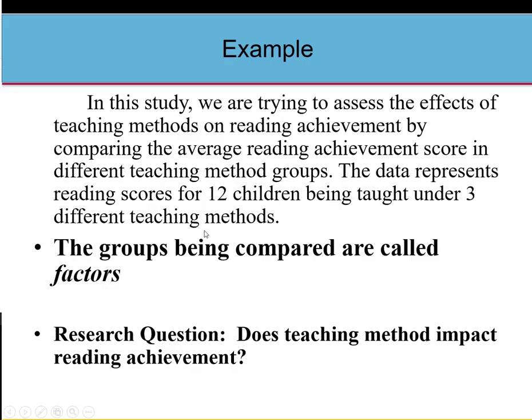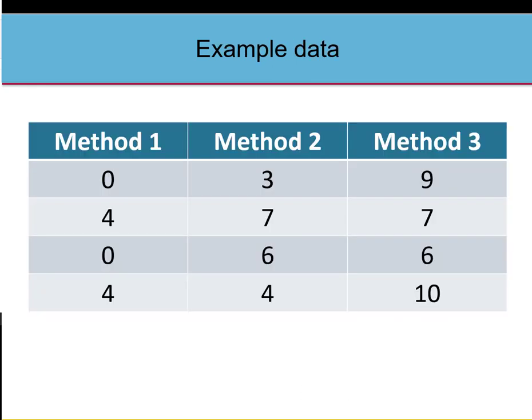In this study, we are trying to assess the effects of teaching methods on reading achievement by comparing the average reading achievement score in different teaching method groups. The data represent reading scores for 12 children being taught under 3 different teaching methods. And remember, the groups being compared are called factors. So our research question is, does teaching method impact reading achievement? So here's our data. This is the score on some achievement test. Method 1, Method 2, and Method 3. So this is one child in this group, Group 1, of 12 kids overall.